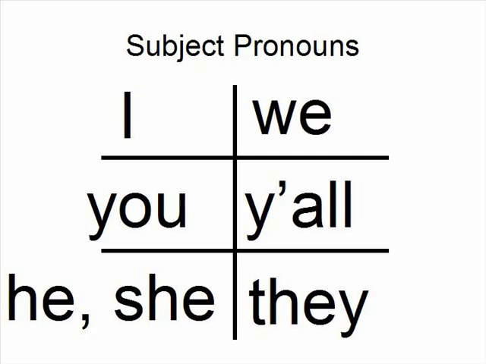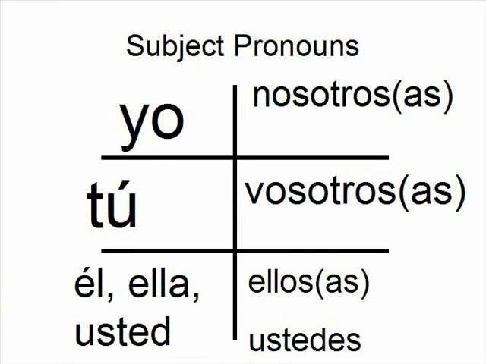But learn this chart, where the I is, where the you is, where the he and she go, where we, y'all, and they are. Learn these spots. If you need to, write it down in some notes. Because here is the Spanish subject pronoun chart. Yo, tú, él, ella, usted, nosotros, vosotros, ellos, ellas, ustedes.